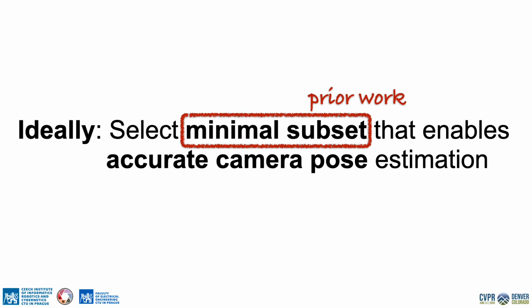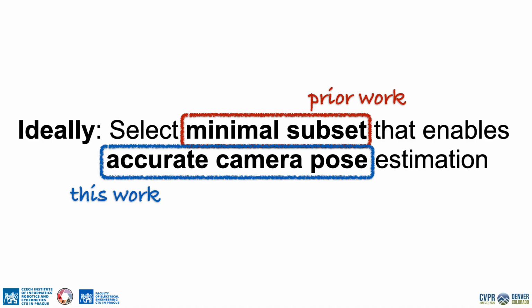This typically involves solving a potentially complex optimization problem, but ignores camera pose estimation accuracy. In contrast, we aim at selecting a subset of points that is likely to lead to good pose estimates without making any guarantees on minimality.